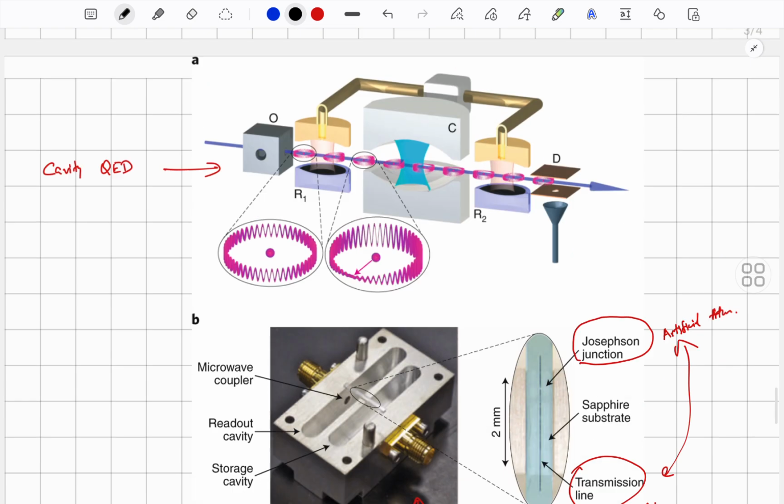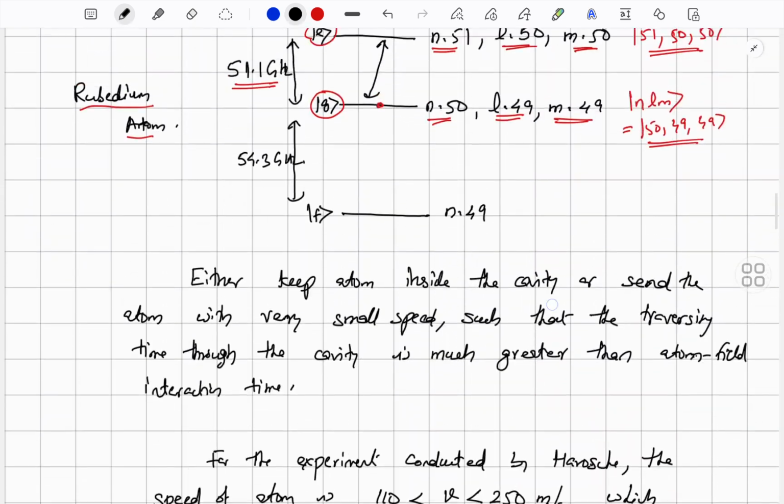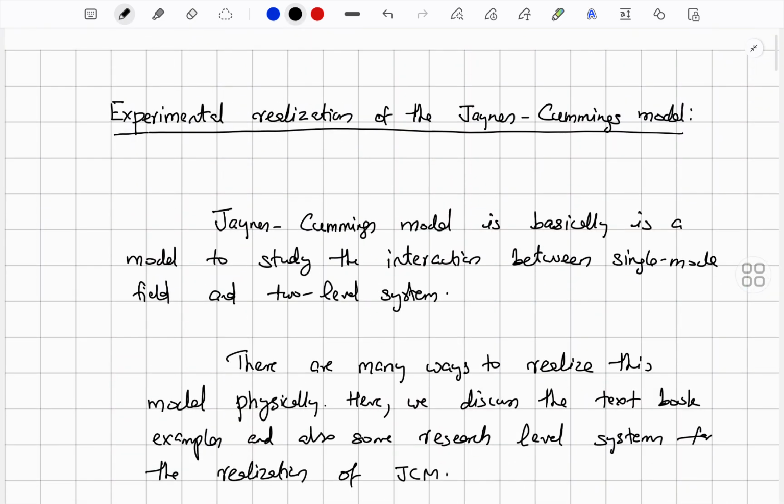That's all for today. With this we have completed the discussion of the Jaynes Cummings model. Next we have to discuss what is meant by the coherence of light and different measures to check the coherence of light, the classical coherence function as well as the quantum coherence function. Those things we'll be discussing from the next class onwards.